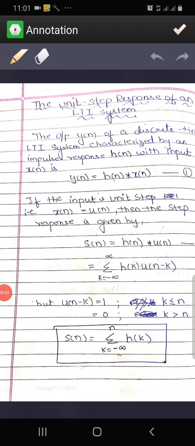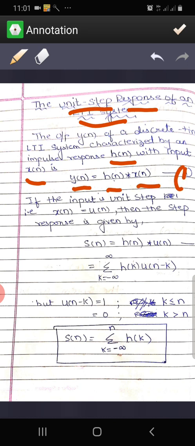Now let us see the unit step response of an LTI system. Response means output, unit step means when you give input as a unit step, what will be the output you get for an LTI system, that we are going to discuss. The output y of n of a discrete time LTI system characterized by an impulse response h of n, with input x of n, is y of n equal to h of n convolved with x of n. Let us take this as equation 1.